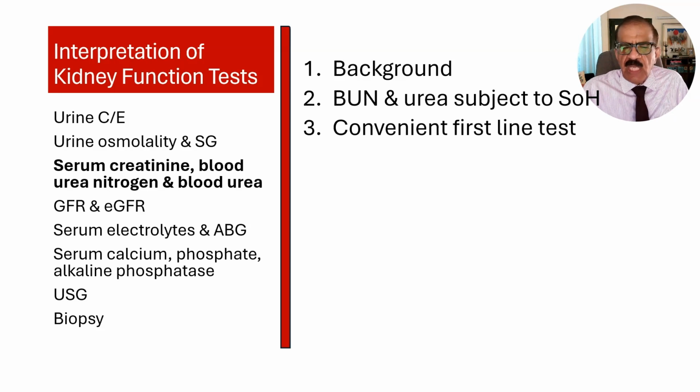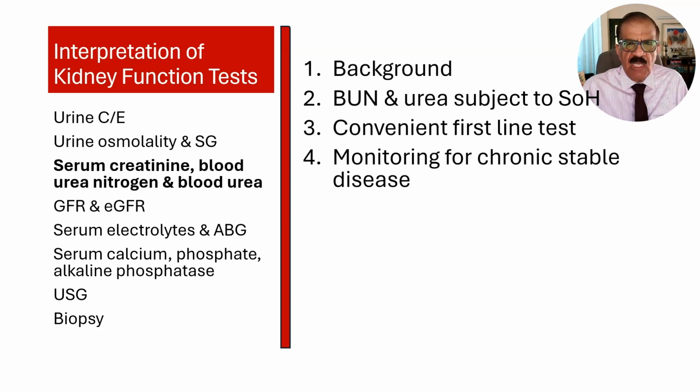So these are convenient first line investigations. Whenever you suspect any kidney disease, or anybody who has a metabolic disease where there could be involvement of the kidney, for example, you are investigating a patient with diabetes or hypertension or heart failure or autoimmune disease, you would obviously like to know the kidney function, and these are the first line. If they are okay, then you may not proceed further. But if they are abnormal, then of course you need other tests.